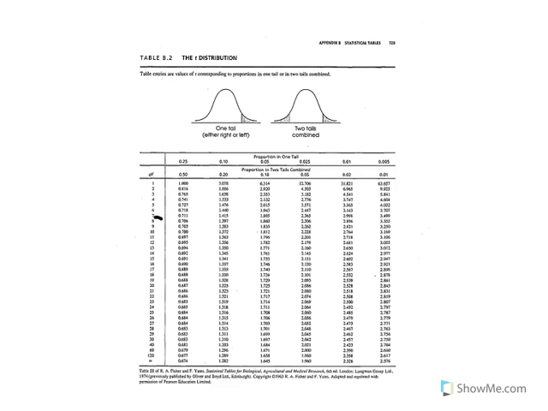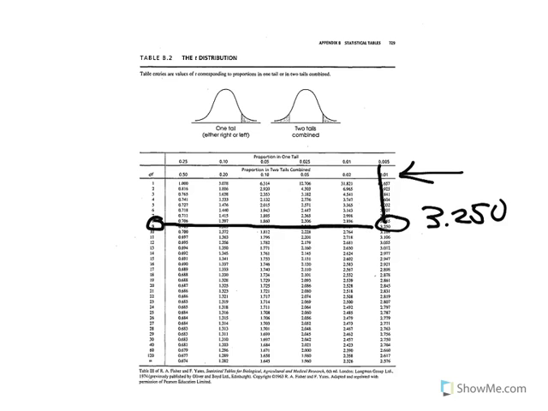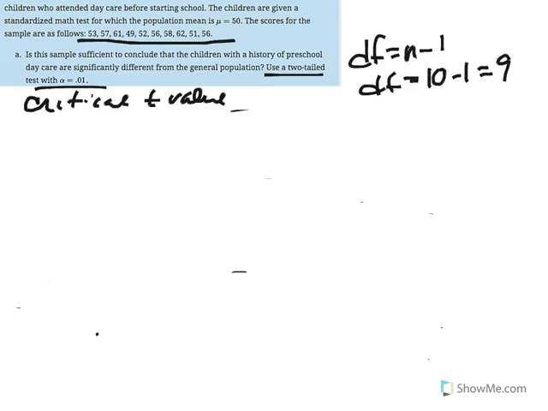Okay, so our degrees of freedom are equal to 9. Our two-tailed test at alpha 0.01. So we'll see where those things intersect. Come down this way. We get 3.250 as our critical t. So our critical t is equal to 3.250 plus or minus, given a two-tailed test.